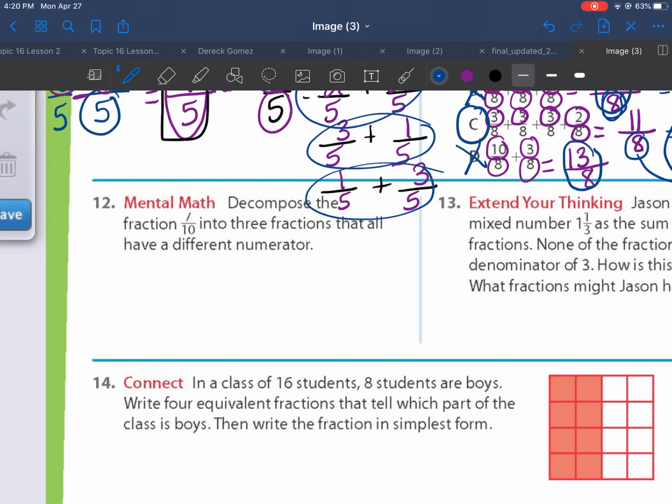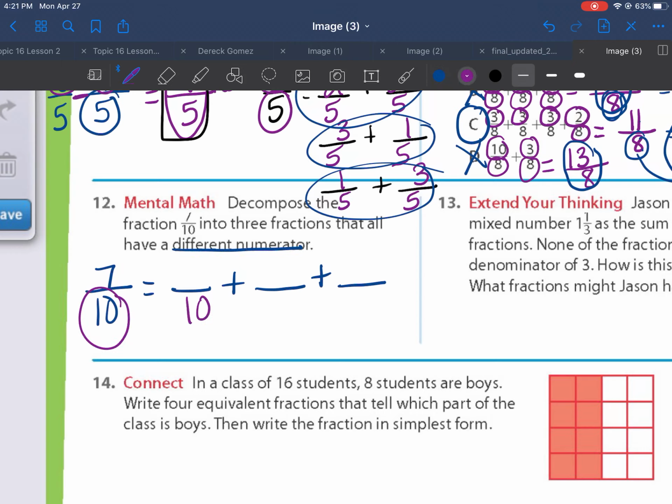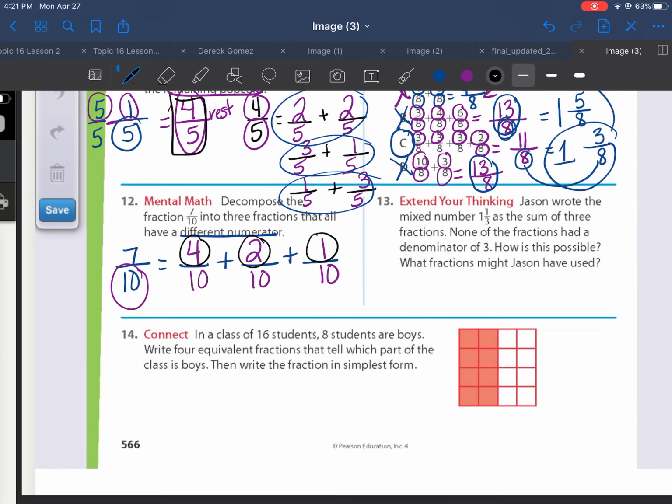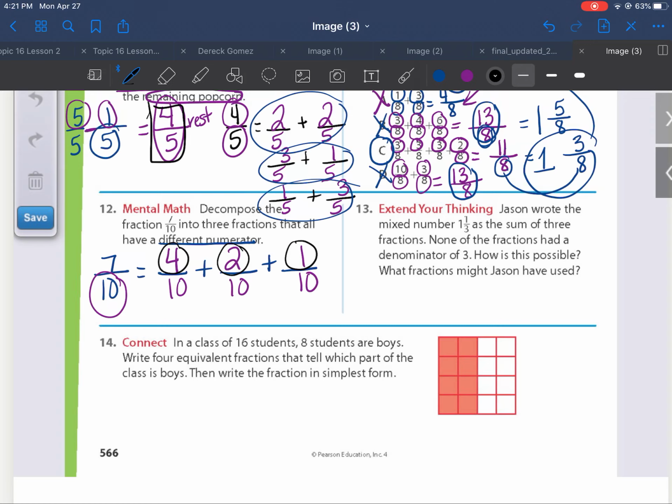Number 12. Decompose the fraction 7/10 into 3 fractions that all have a different numerator. So they want me to decompose it into 3 fractions. 1, 2, 3. And they all have to have a different numerator. So this one, the denominator will stay the same. What 3 numbers give me 7? I could say 4 plus 2 is 6 plus 1 is 7. Notice that the numerators are all different.